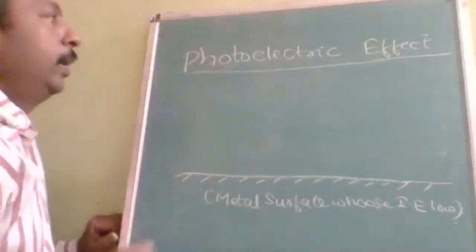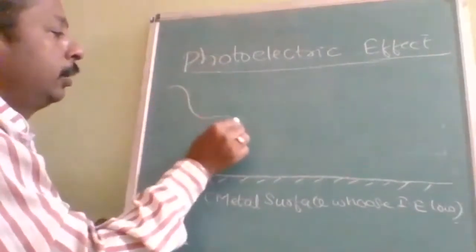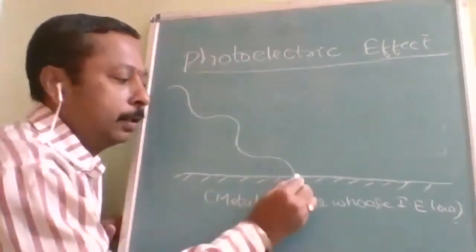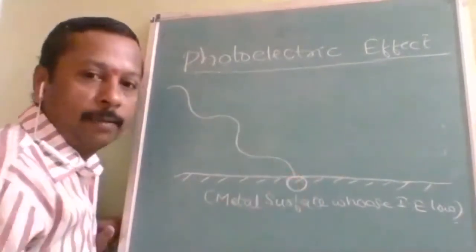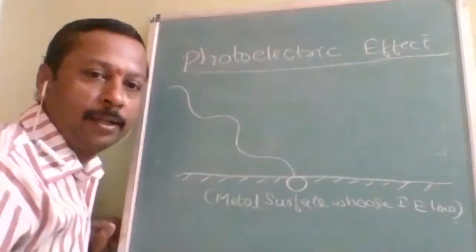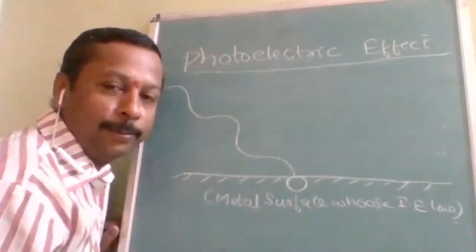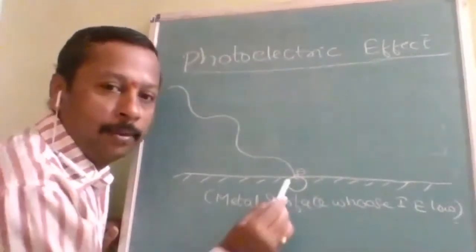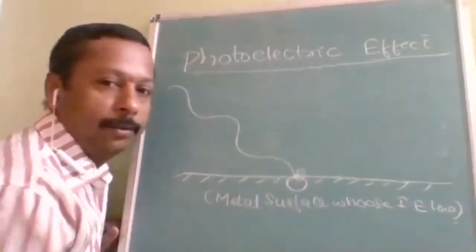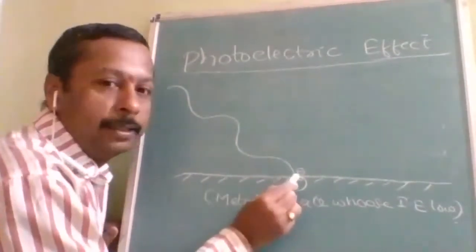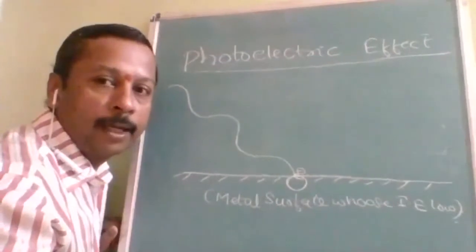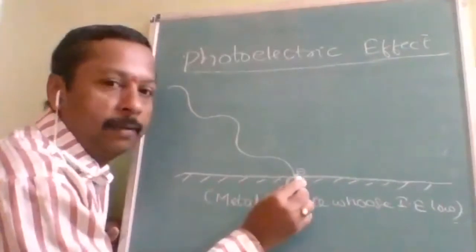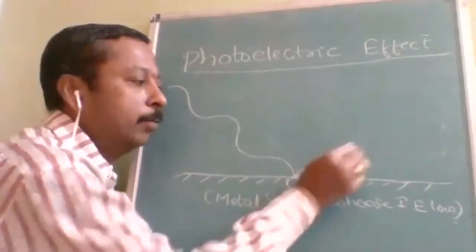So when electromagnetic radiation of suitable frequency or wavelength falls on it, then the atom, this is the atom, actually the atom will not be this big. For your convenience only, I have zoomed in and am showing it to you. This is the valence shell, and this is one cute electron over here. After getting the energy from the light falling over it, whenever it feels sufficient energy, it will come out.